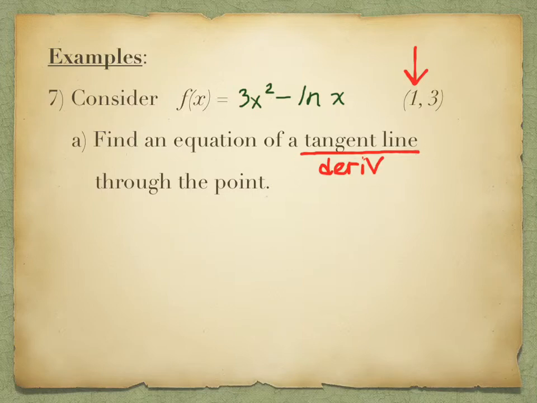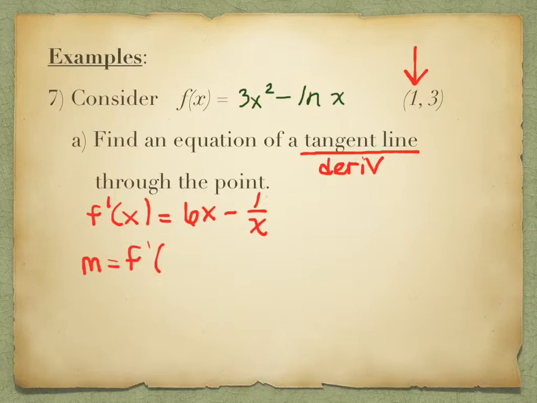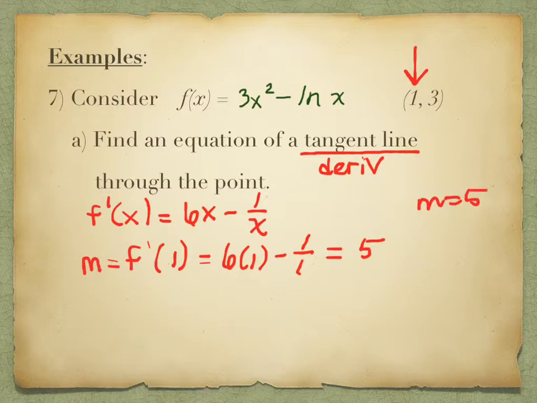All right, so if we find the derivative, it's a real clean one. It will become 6x minus 1 over x, which is nice. And then the slope that I'm looking for will be found by taking that derivative and plugging in the x value in question, which is x equal to 1. So I have 6 times 1 minus 1 over 1, which you can see very quickly is 5. So I have a slope of 5, and I have a point of 1, 3.